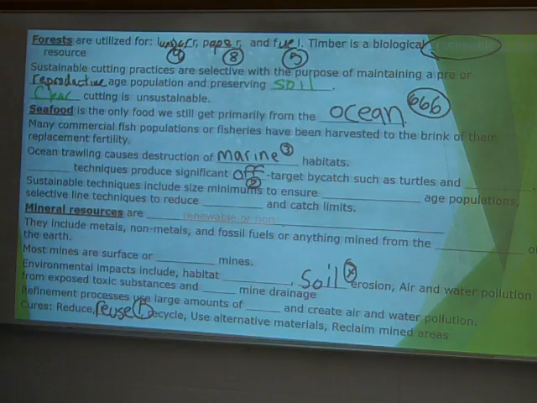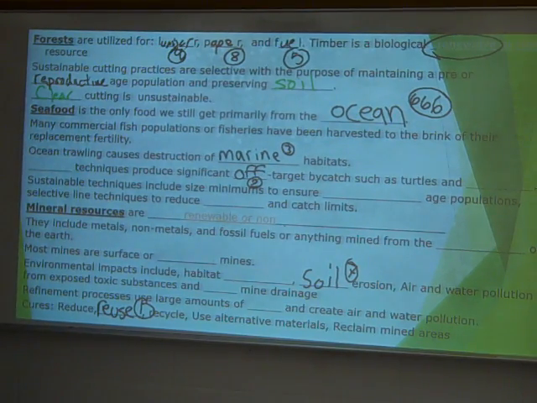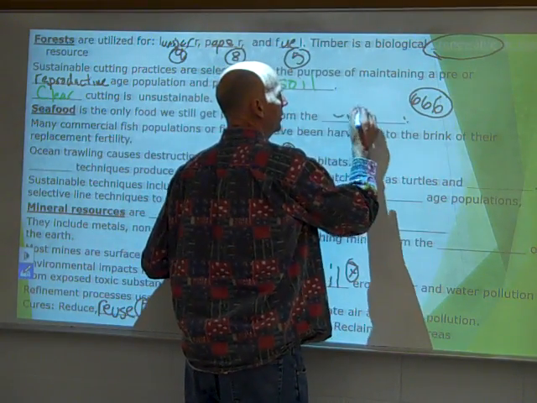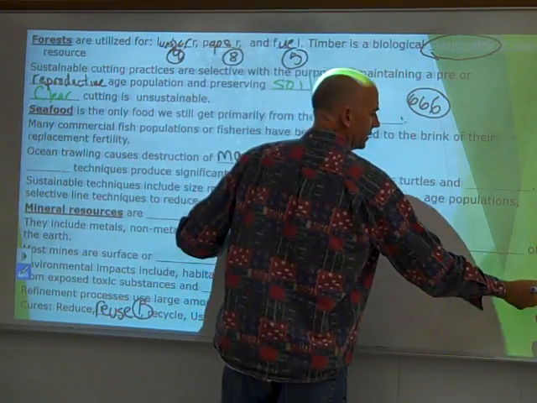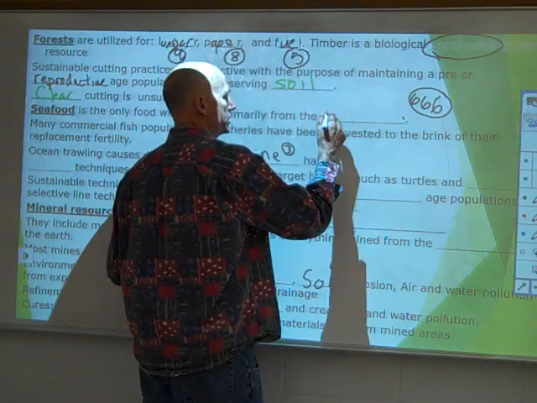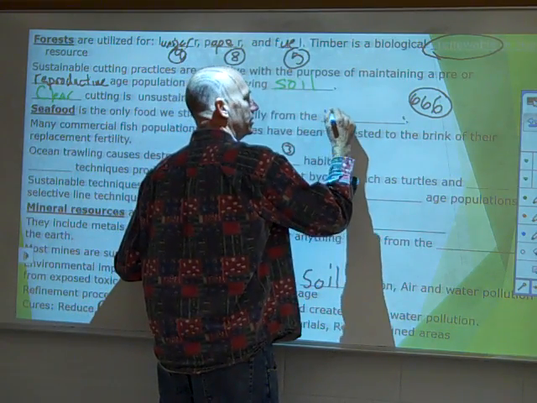All right, so seafood is also another biological resource. We do get it from the ocean, yes. So I'm going to go ahead and give you credit for that. I hear you, group 6 doesn't get it then, so I'll have to wait until I have a group 666. We still get it from the wild.